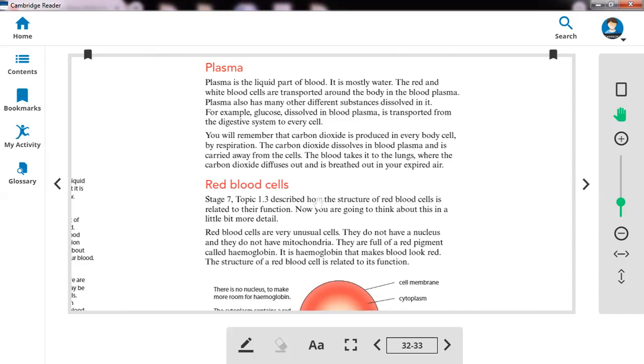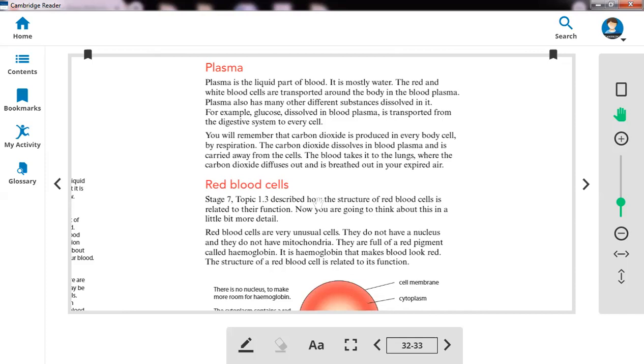For example, glucose is dissolved in the blood plasma and is transported from the digestive system to every cell of the body. Okay, and you remember that the carbon dioxide that is produced by the cells is also transported by the plasma to the lungs.